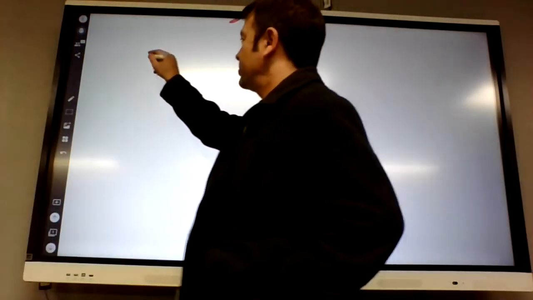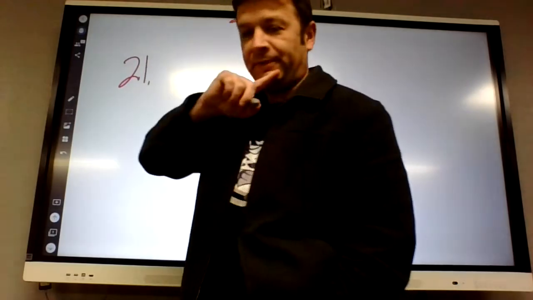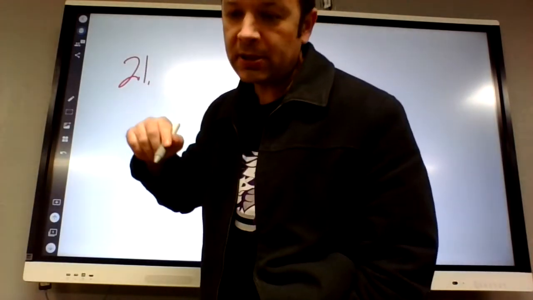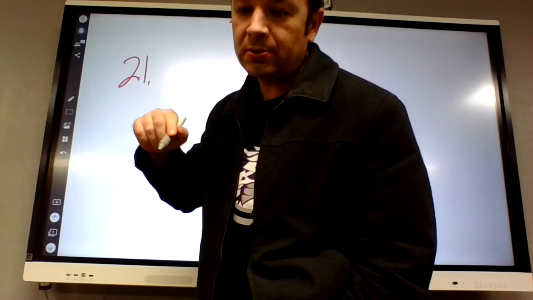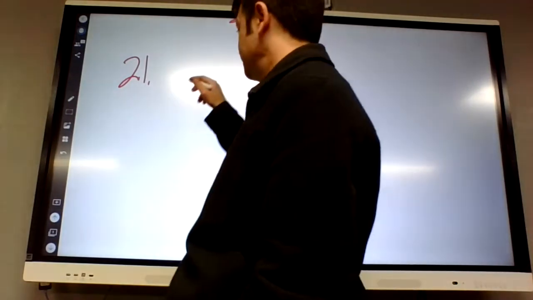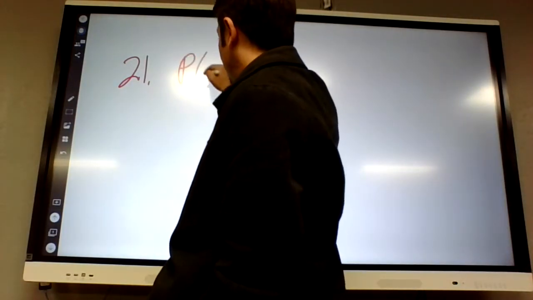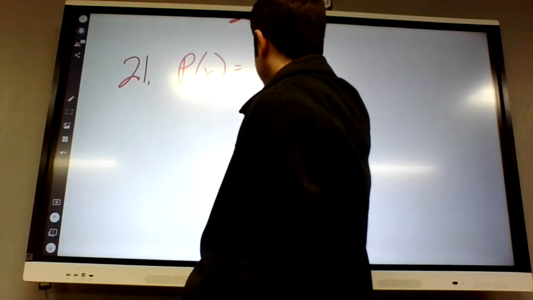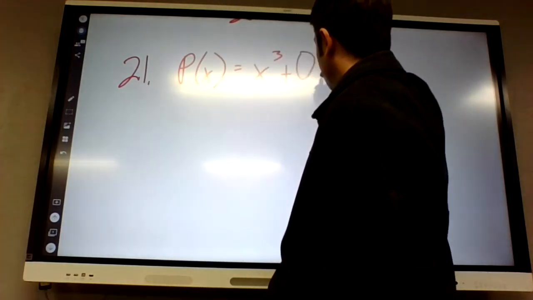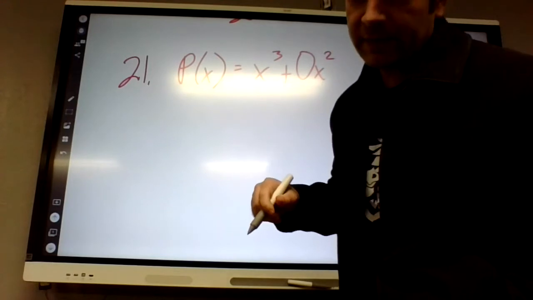So we're gonna start at 21. See if you guys remember this. 1, negative 21, 20. So 21 is missing the x squared term. So I'll write it down like this for now.